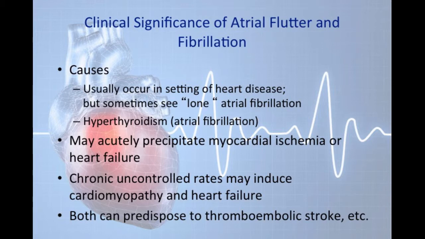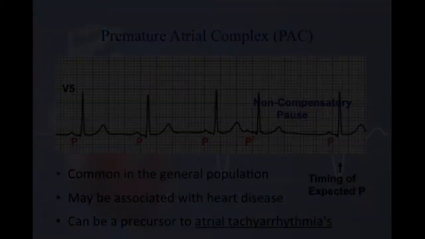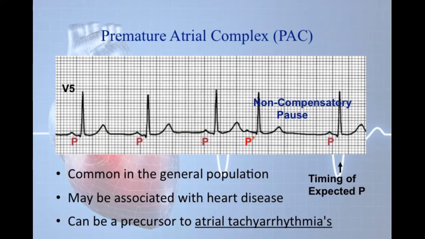they may precipitate myocardial ischemia or heart failure. And a chronic uncontrolled rate may induce cardiomyopathy or even heart failure. So doing a good history is very important. And as you know, both can predispose the patient to thromboembolic strokes. It's important to identify rhythms or cardiac events that may induce other problems.